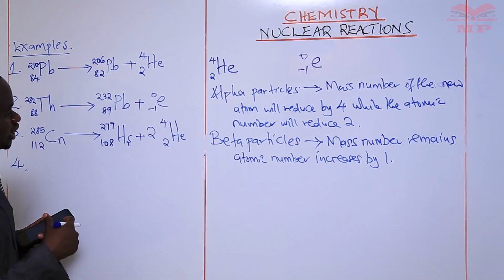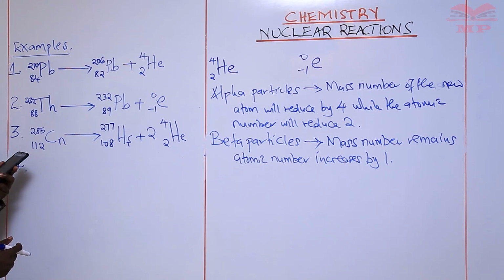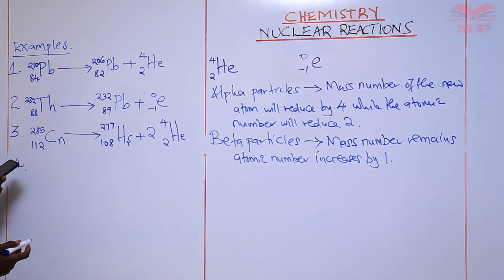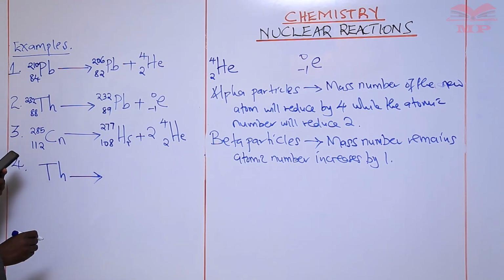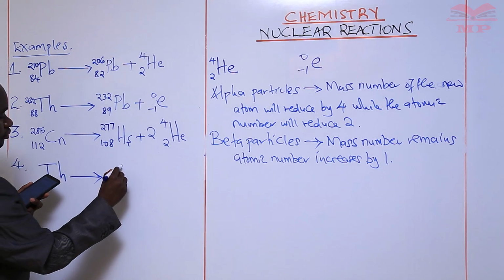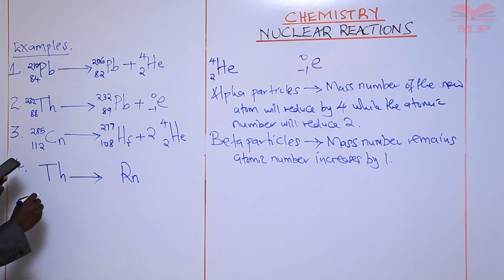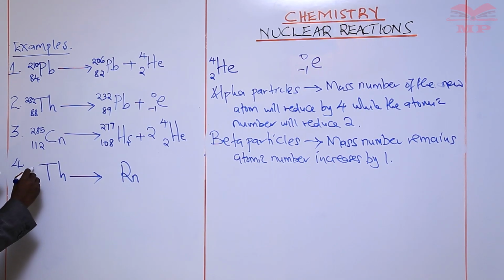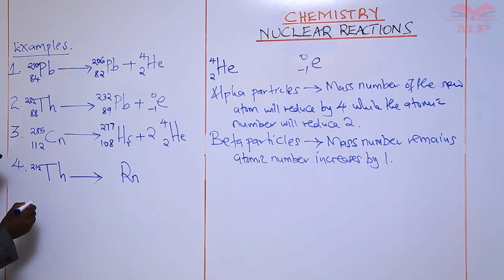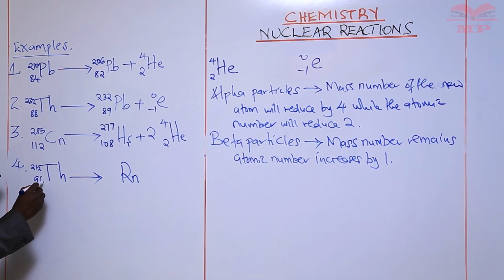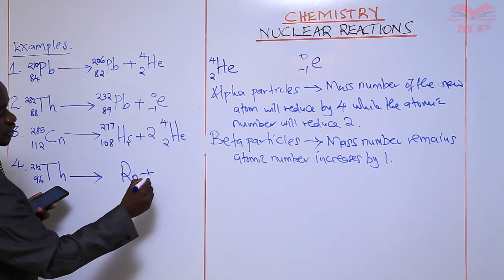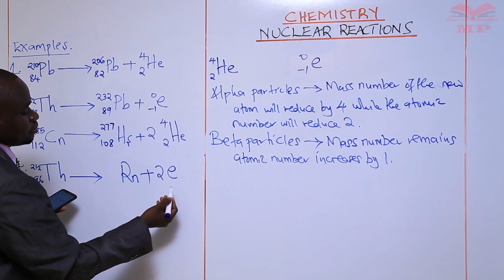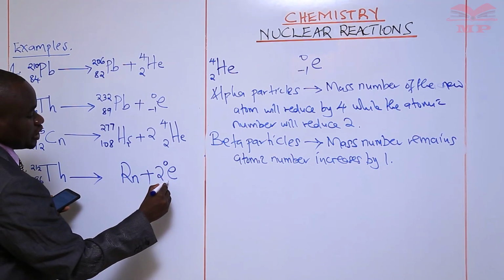Suppose we have 2 beta particles being emitted. How do you handle such a question? So we have this particle represented by TH decaying to emit another nuclide. So initially this one has a mass number of 212 and an atomic number of 96. So it decays by emitting, we have been told, 2 beta particles. So we are going to put 2, then beta represented by mass number 0, atomic number negative 1.